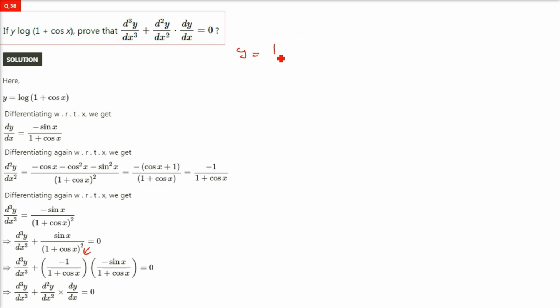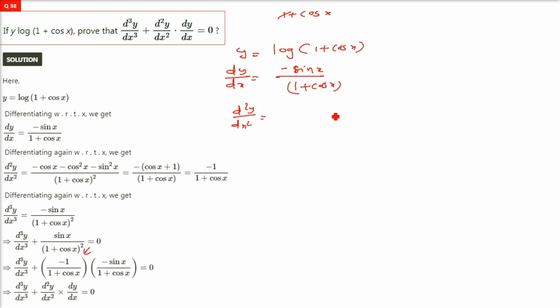y is log 1 plus cos x, dy by dx. So anything with log comes down, that is to the denominator. So 1 by 1 plus cos x, differentiation of 1 plus cos x is going to be what? Differentiation of 1 is 0, cos x is minus sin x, so you can write minus sin x here. This is dy by dx. Now d2y by dx2. So this in the denominator 1 plus cos x whole square, I am doing it using the quotient rule.